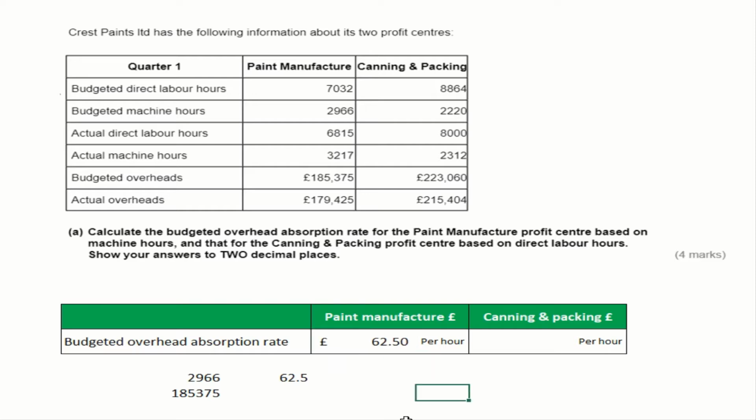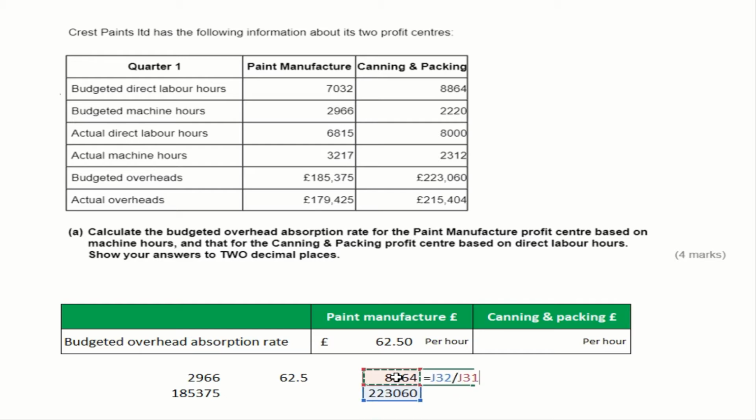Now it goes on to the canning and packing profit centre based on direct labour hours. Budgeted direct labour hours is 8864, and the budgeted overheads were 223060. We divide the budgeted overheads by the budgeted direct labour hours, and we get £25.16. That's how you do part A. Let's look at part B next.